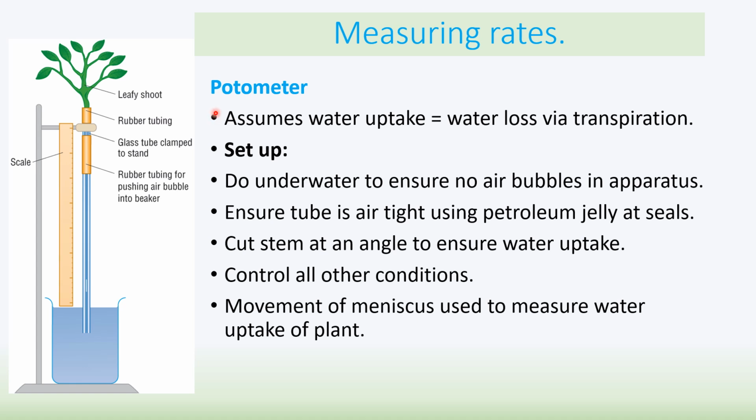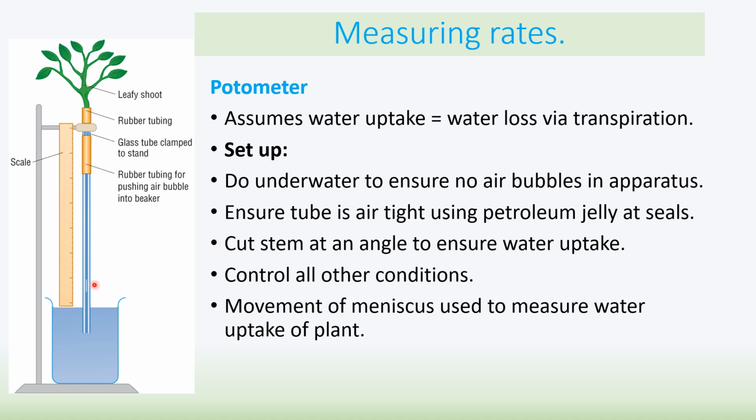Now you would be expected to say how you would set this up, and you would have to do it underwater, so you would put this part of the plant in underwater to make sure there's no air bubbles in the apparatus. You would ensure the tube is tight by using petroleum jelly or Vaseline that seals. You would need to cut the stem at an angle to ensure water uptake and increase the surface area. You control all of the conditions other than the thing you're investigating. So if you're investigating temperature, you would control light intensity, carbon dioxide, etc.